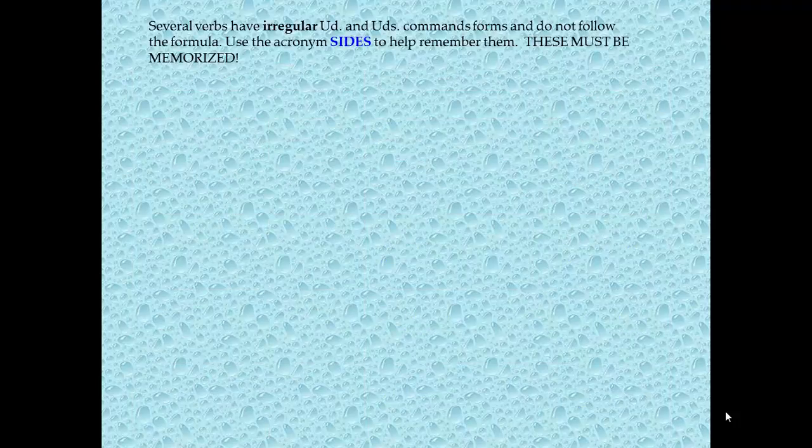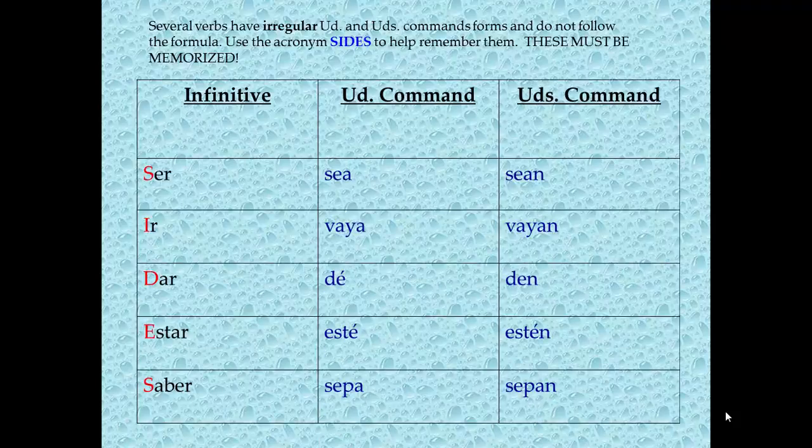So we do have a few irregulars, of course. So these are ones you're just going to have to memorize. So we're giving you five here that are most useful. And we're going to remember them with the acronym SIDES. So you're going to want to take a look at these. We've got ser, ir, dar, estar, y saber. If you don't know the meanings of these, make sure you're looking them up and writing them in next to each verb. These are very important verbs.